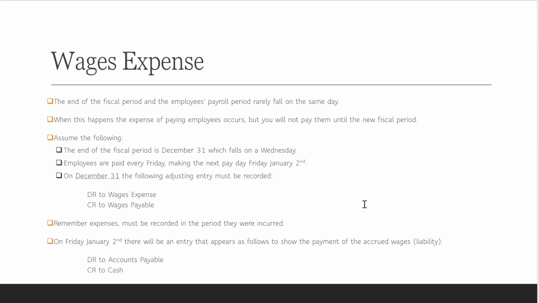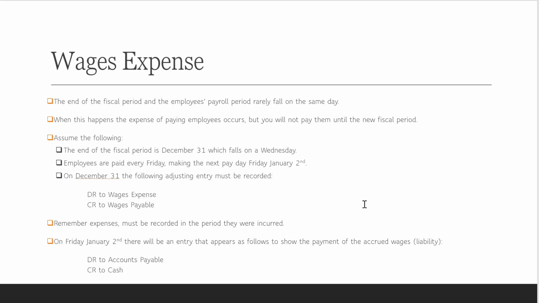So let's assume the following. The end of the fiscal period is December 31st, which falls on a Wednesday. Okay. Employees are paid every Friday, making the next payday Friday, January 2nd. On December 31st, the following adjusting entry must be recorded.